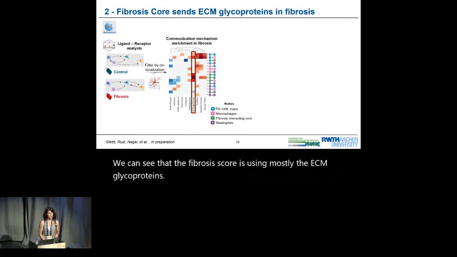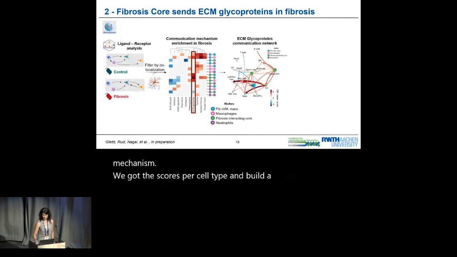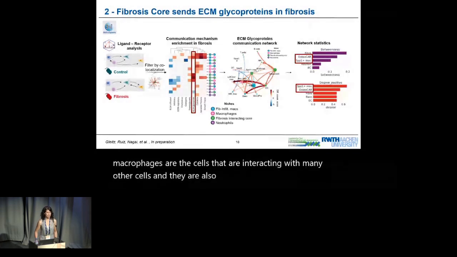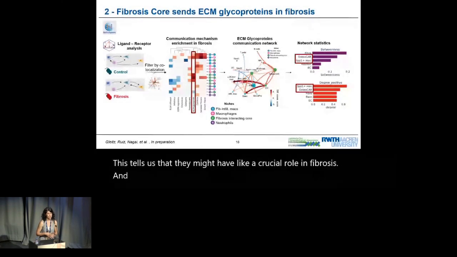To find out which cell types are using this mechanism, we got the scores per cell type, built a network, and then did network statistics on it. Here we can see that the osteoclasts and the SPP1 macrophages are the cells interacting with many other cells, and they are also bridging other cells. This tells us that they might have a crucial role in fibrosis. The next question was through which ligands and receptors.